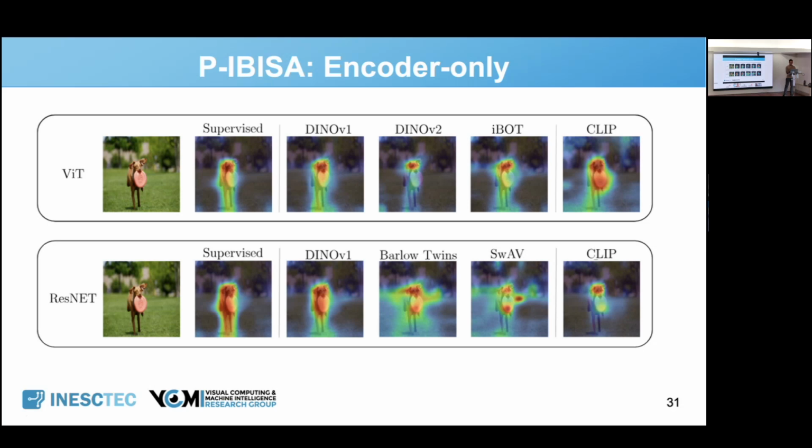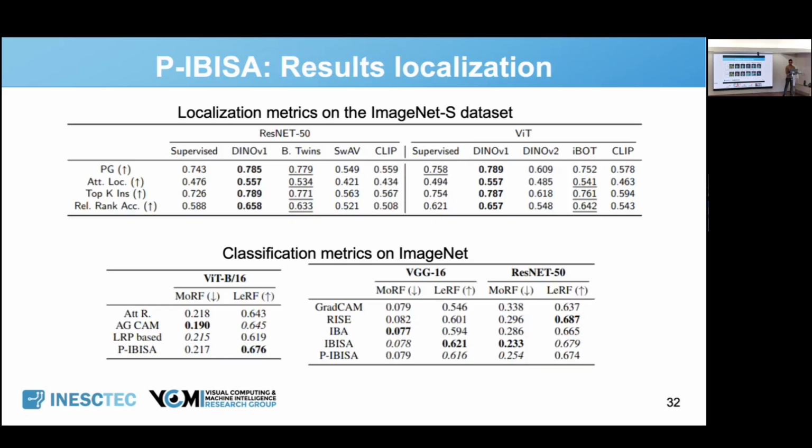And for this, we not only did this qualitative analysis, we also computed some metrics. First, we tried some localization metrics to see if the explanation generated matches some human annotation, which is the reason why we use ImageNet-S, a subset of ImageNet that has segmentation masks. And you see that DINO V1 usually matches the human understanding better. Another thing that is interesting is that PBISA, even though we are not using the final output of the network, can also be used to explain the classification of these methods.